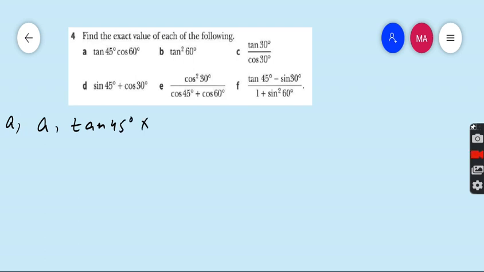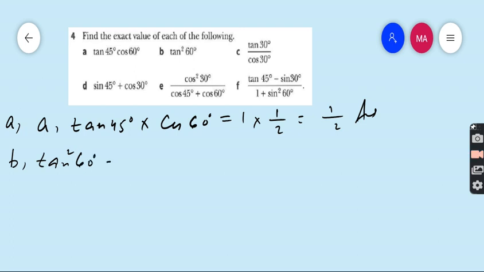Tan 45 degree into cos 60 degree. Tan 45 degree you can find 1 and cos 60 degree is 1 upon 2. Final answer is 1 upon 2. This is the answer of part A. Part B. Tan square 60 degree. So tan 60 is root 3 square. So square and root cancel. Answer is 3. Final answer.